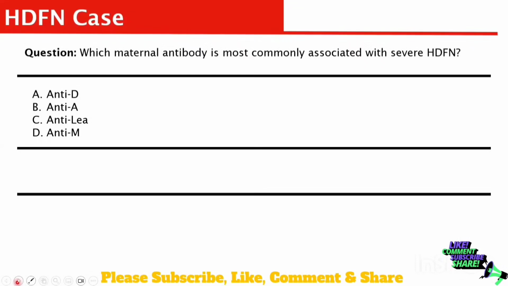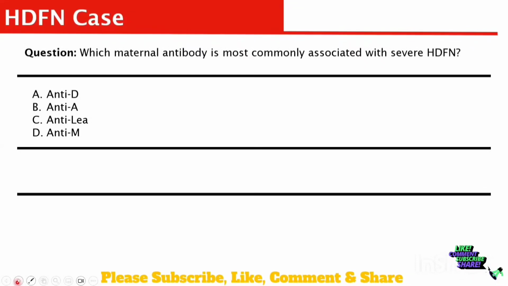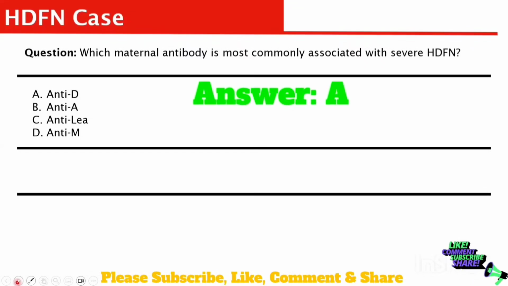There are a number of antibodies that can do this, by the way, many of them. But I'm going to stay with the answer to this. The question is which maternal antibody is most commonly associated. It doesn't mean there cannot be other ones that can do it. There are many of them actually. But the most common one is anti-D. That's the answer to this question. So the most common one is what?